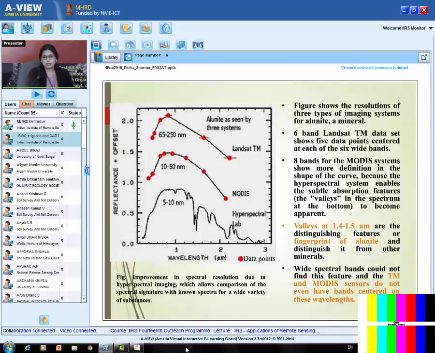As I said before, the absorption dip is at 1.4. Bands centered at 1.4 or 1.5 are not available in either MODIS or Landsat, so we won't be able to see that particular dip which characterizes the mineral illite. So we conclude that with hyperspectral remote sensing, we will be able to generate good quality spectra, and with those spectra we can identify the exact material using their characteristic absorption dips.